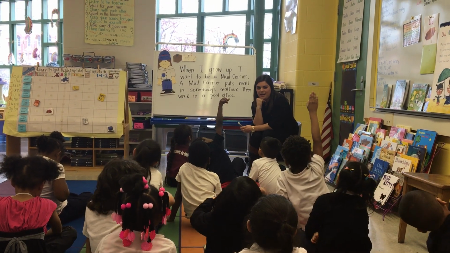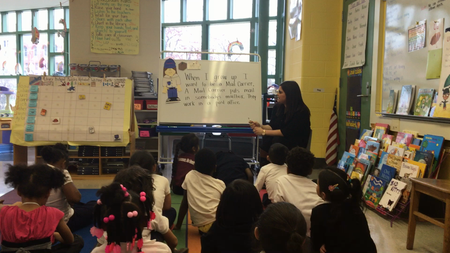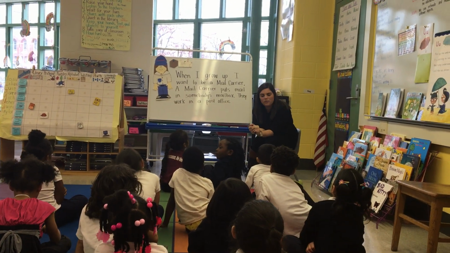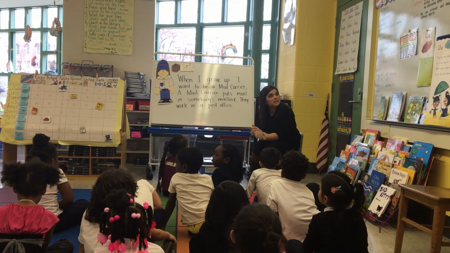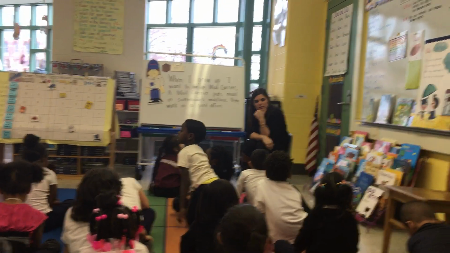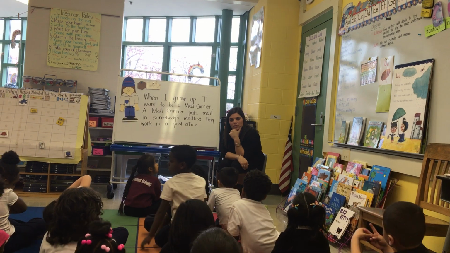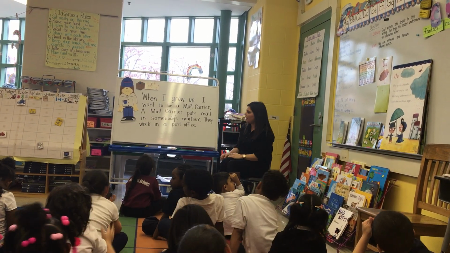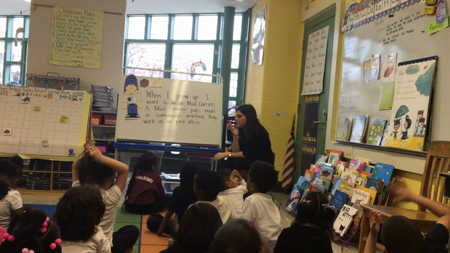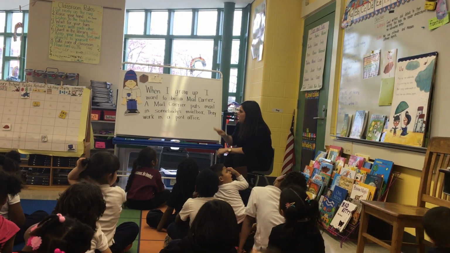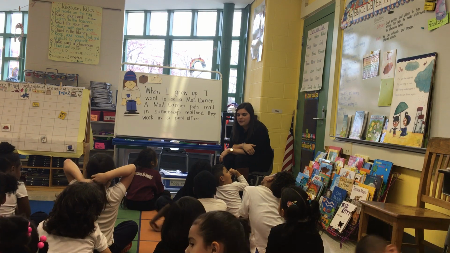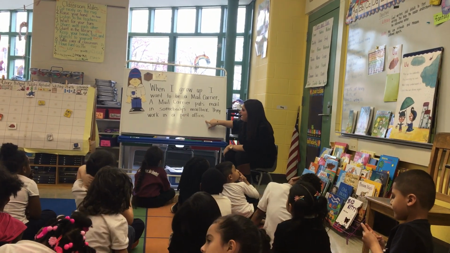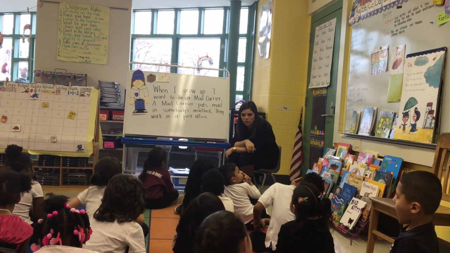Detailed writing, Nehemiah? Yeah. Why? How do you know it's detailed? Because you put some more words. Yeah, put more words, but what do the words tell us? Does it tell us information? About who? About the mail carrier. If you saw this out in the hall, would you know exactly what a mail carrier does? Yeah. Because it tells you where they work and what they do.